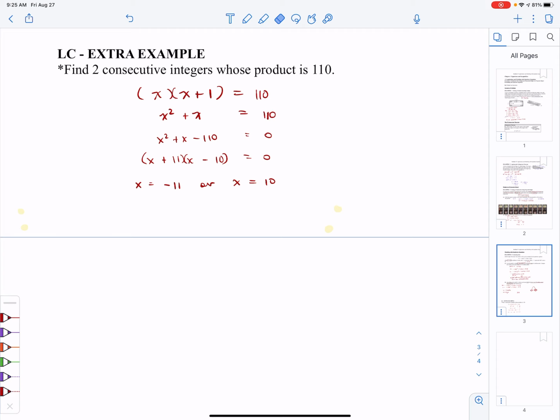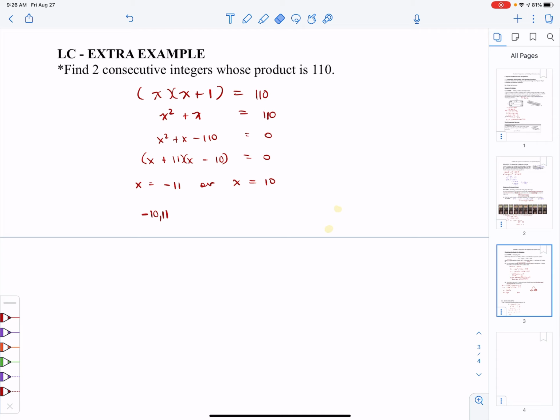These are not the only two solutions. Remember, my x was just this number up here. So I have two different options. If my x is negative 11, then that means that my other number has to be negative 10. So x is equal to negative 11, and the other number is negative 10. So I have two numbers for that one.